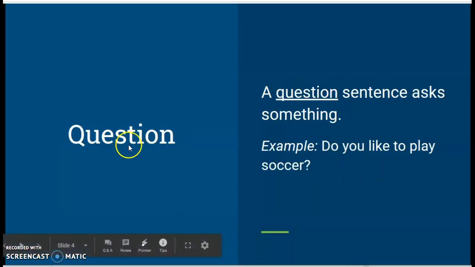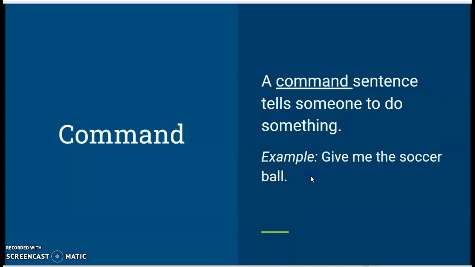The second type of sentence is a question sentence. Question sentence asks something. The example here is, do you like to play soccer? That is asking someone something. Notice too, at the end of a question sentence, there is a question mark for our punctuation.